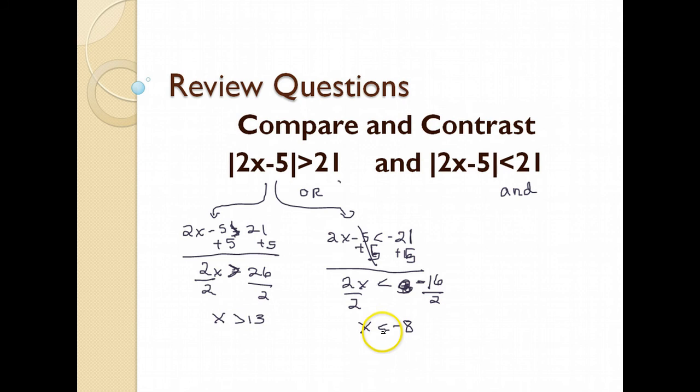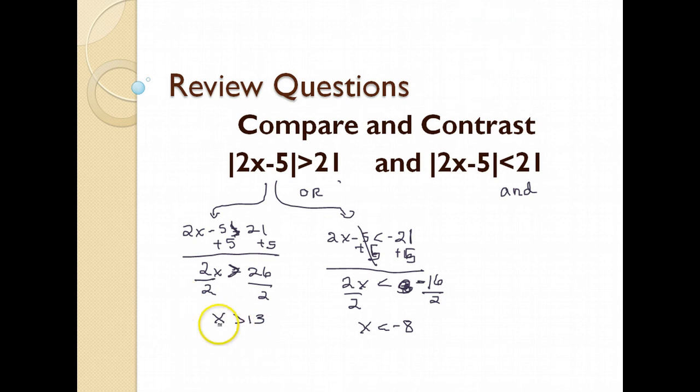Okay, so let's look at what that looks like. So let me check my work. 2x minus 5 is, change the inequality, change the sign, negative 21. Add 5 to both sides, 2x is less than negative 16. Divide by 2 on both sides, so x is less than negative 8.